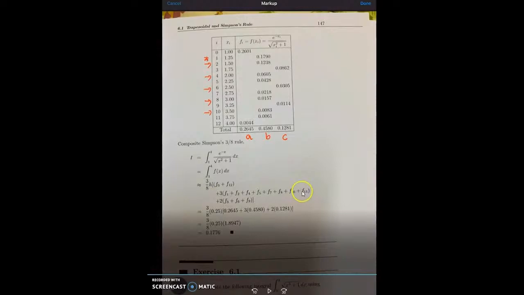3/8 h, F0 plus Fn is A, plus 3 times all the terms that are not a multiple of 3, and then plus 2 times all the terms that are a multiple of 3. The result is 0.1176. If you have an exact solution, you can compare. It shows that with the trapezoidal 3/8, by increasing the number of elements, number of subintervals, number of partitions, the result is much more accurate.